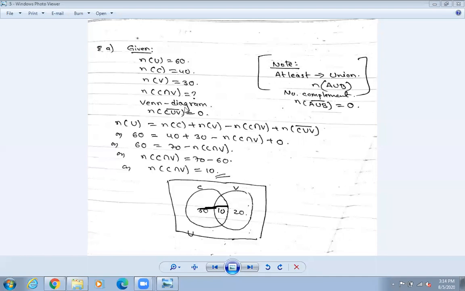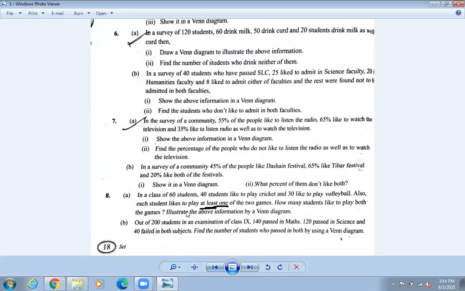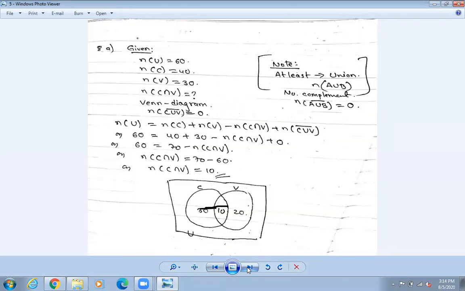And what you need to find out? Find the number of students who like both the games. Let me show you the question again. So at least one of the game, and how many students like to play both the game? Both means intersection. Okay, both means intersection. Number of students who like to play both the game equals to question mark. That is our question. Now let us use the formula again.